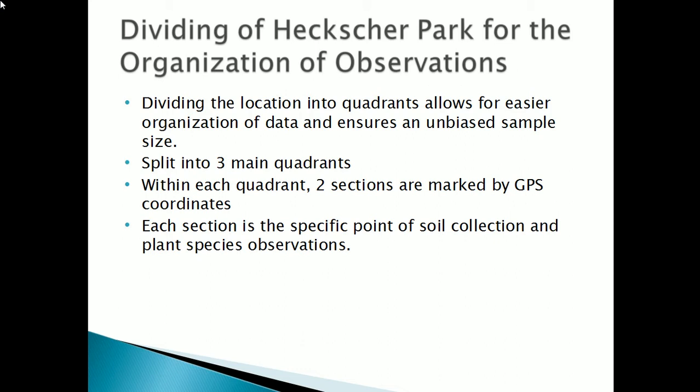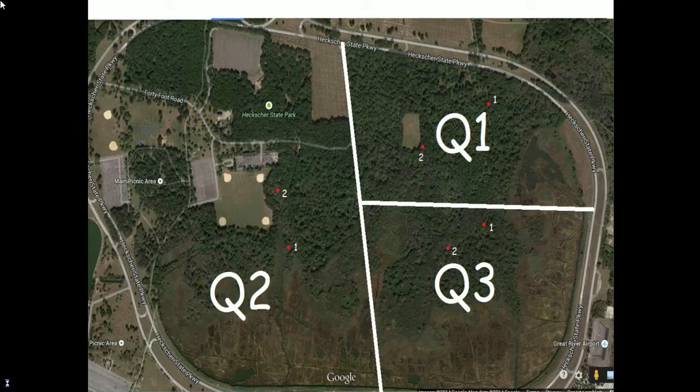Dividing Heckscher Park into quadrants allows for easier organization and ensures an unbiased sampling of data. This diagram shows the division of Heckscher State Park into 3 quadrants. Within each quadrant, 2 sections, shown in red, are marked and recorded by GPS coordinates. Within these sections, soil collection and plant analysis take place.